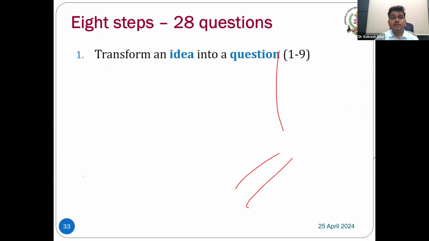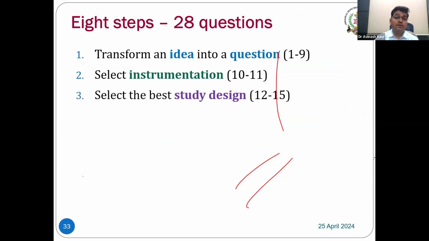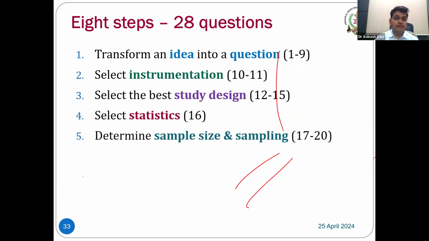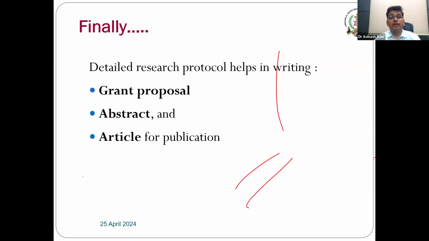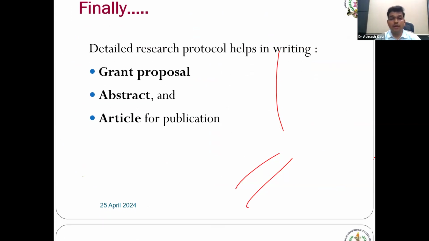So the 8 steps are, just to recapitulate what we have discussed so far: transform the idea into a question and select the instrumentation, the study design, the statistic, sample size and the sampling method, the data quality monitoring, setting the timetable, and budgeting the whole process, and finally writing the grant proposal. Finally, the detailed research protocol helps in writing the grant proposal well, the abstract for any application well, and finally to write an article for the publication.